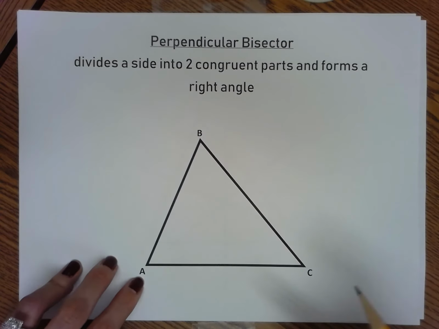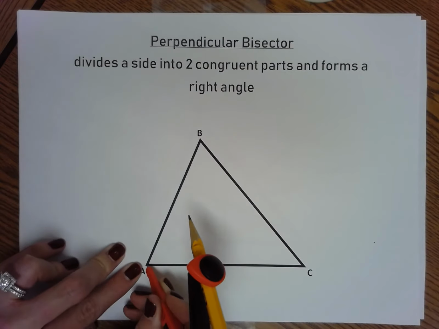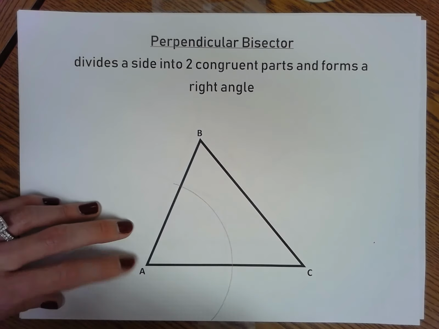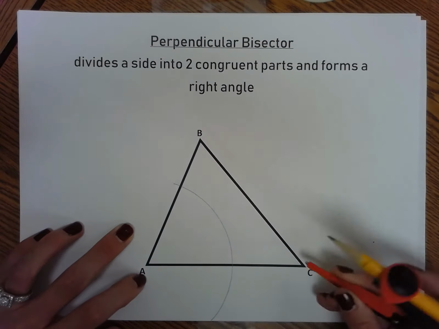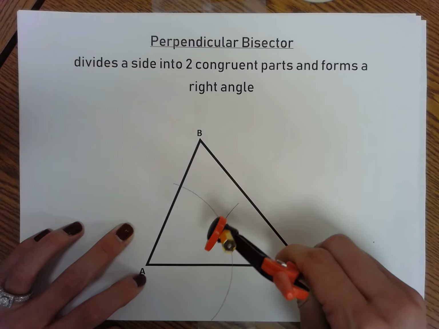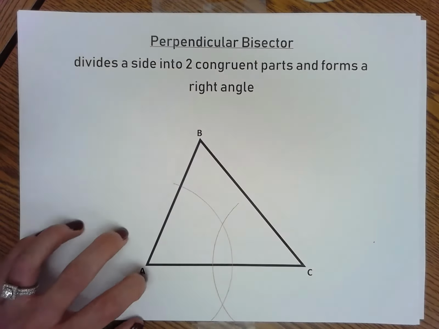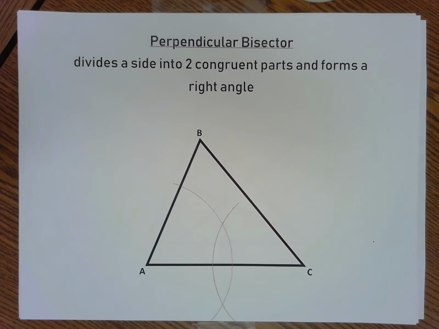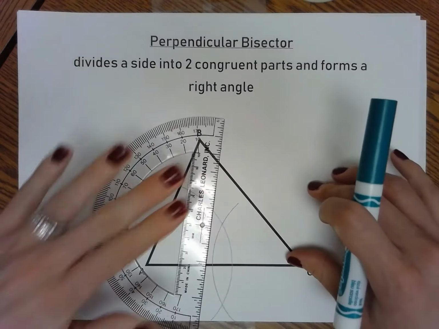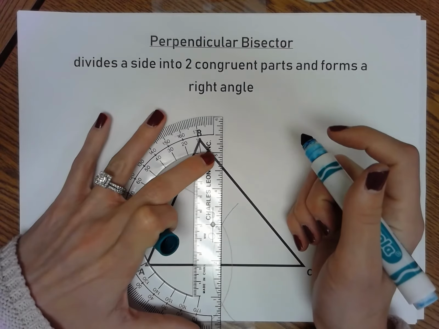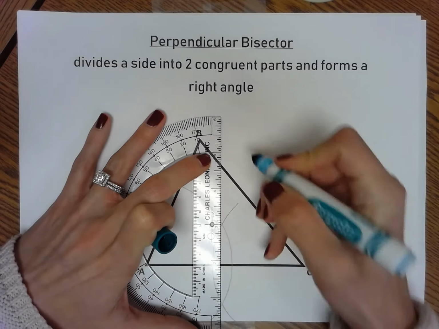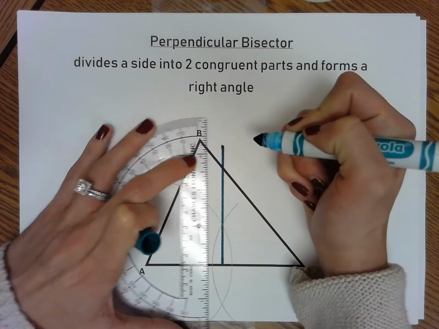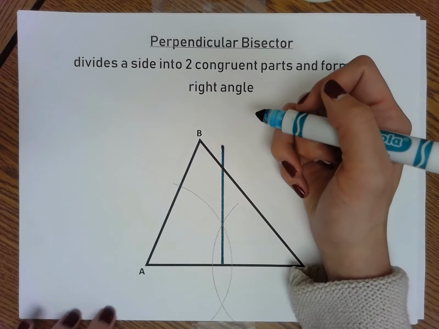So I'll start out by doing an arc from A, and then I'll do an arc from C. And then we see that there's two spots where those arcs intersect each other. We're just going to use those to guide our line. And that's my perpendicular bisector.